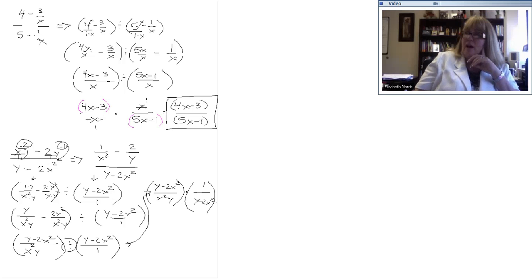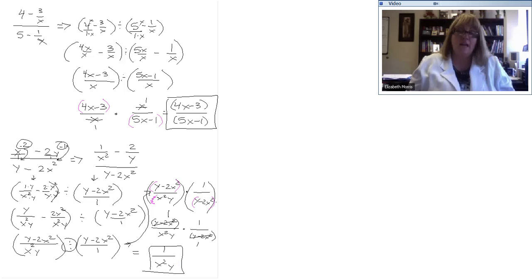Okay? Now, I put parentheses around everything, but look, don't you have to have parentheses around things that are being added? Oh, that's not being added or subtracted. You have to have parentheses around things that are being added or subtracted. Look at it this way. Y minus 2x squared over x squared y times 1 over y minus 2x squared. Are these the same? We can reduce them. So I'm left with 1 times 1 over x squared y. So 1 over x squared y.